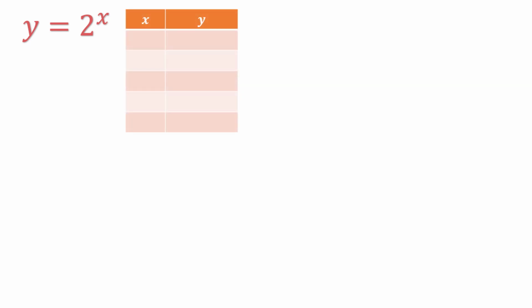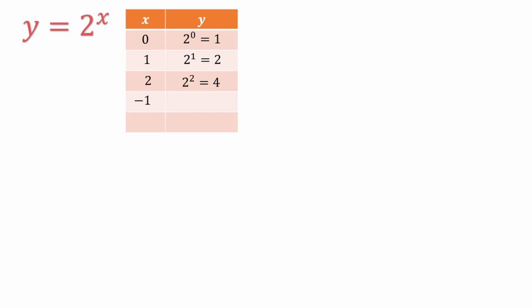Welcome, my friends! Consider the function y is equal to 2 to the x power, which we would like to graph. Let's make a table. If x is equal to 0, then we have y is equal to 2 to the 0 power, which is equal to 1. If x is equal to 1, then y is 2 to the first power, which is 2. If x equals 2, then y equals 2 squared, which is 4.